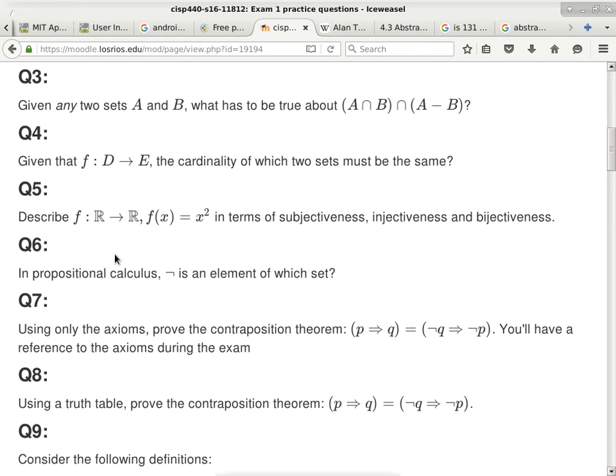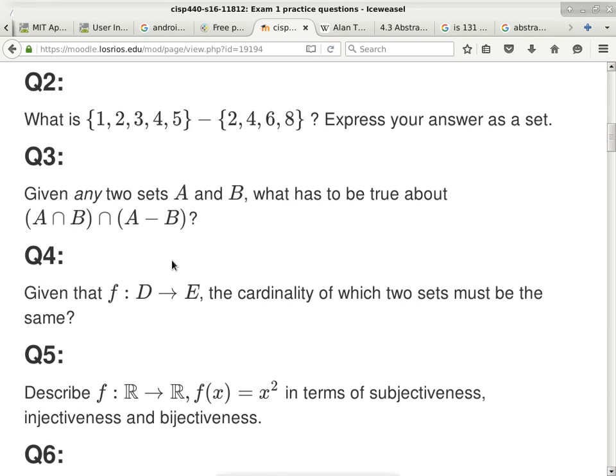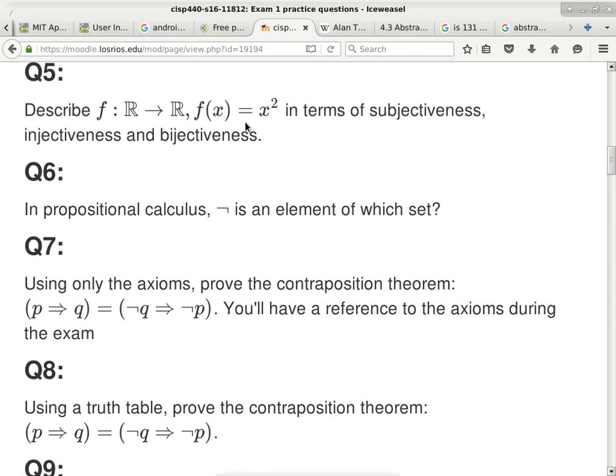Question number 5, F is a function. It maps from real numbers to real numbers. The funny looking R is representing real numbers. And we define f of x as x squared, in terms of surjectiveness, not subjectiveness, it's surjectiveness, injectiveness, and bijectiveness. What do you think? So you just want us to state if it's injective or not? Well, is it surjective?